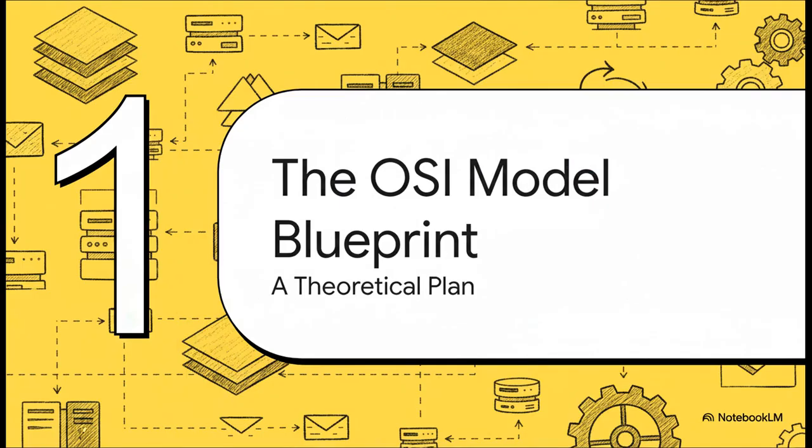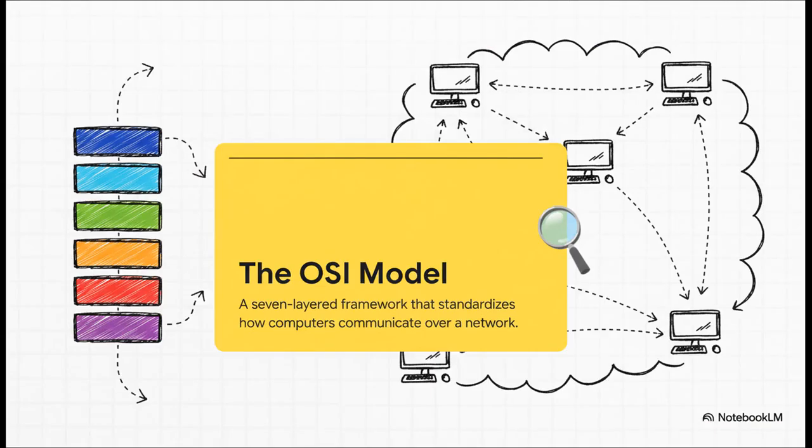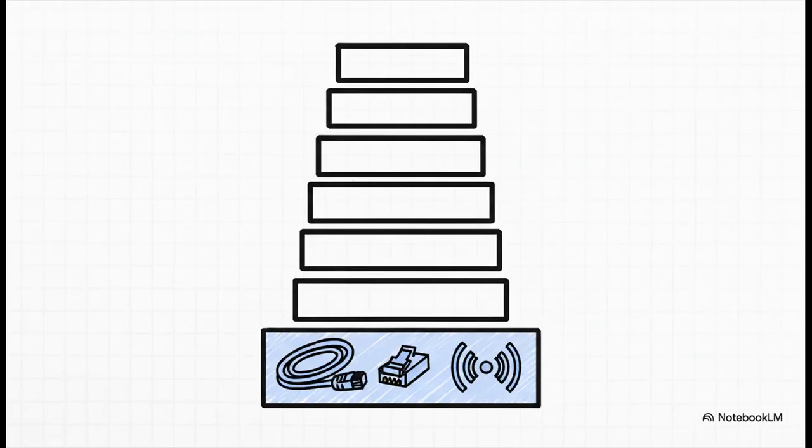Okay, so let's start with the big one, the granddaddy of them all. This is the perfect theoretical blueprint that kind of started everything, the OSI model. Now, the big idea behind the OSI model is its 7-layer framework. Each layer has a very specific job to do, and here's the cool part. It only talks to the layer directly above it and the one directly below it. It's this super clean division of labor that makes the whole system possible. So let's build this thing together, right now from the ground up.